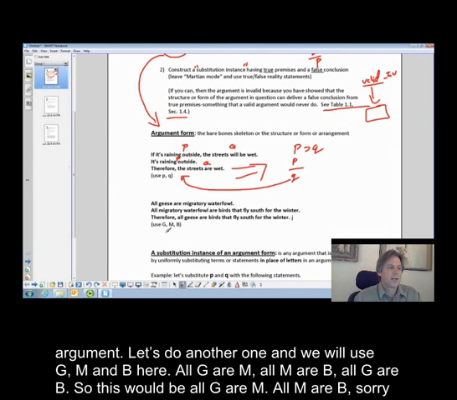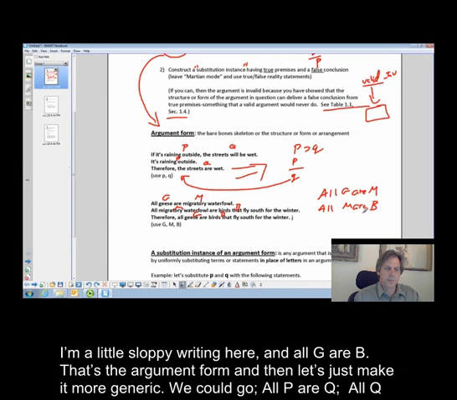Okay, let's do another one, and we'll use G, M, and B here. All G are M, all M are B, therefore all G are B. Sorry for the little sloppy writing there. That's the argument form, and then let's make it more generic.